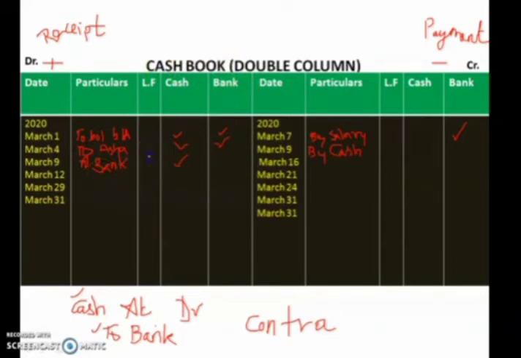Here that contra entry you have to represent by writing C in the ledger folio. In ledger folio, you have to write C to show that it is a contra entry. Okay, when you write by cash, the amount will be written in the bank column. So see the difference, to bank, but the amount in cash I have to write, and when you write by cash, the amount you will write under bank. Don't forget to write C for this contra entry.